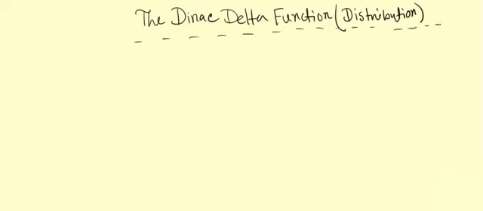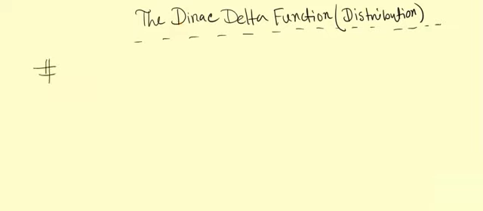Hi everyone and welcome to another lecture. In the previous lecture we talked about how we can start from finite dimension and end up in infinite dimensions, and we promised that in this lecture we are going to talk about a peculiar function or a distribution that is known as the Dirac Delta distribution.